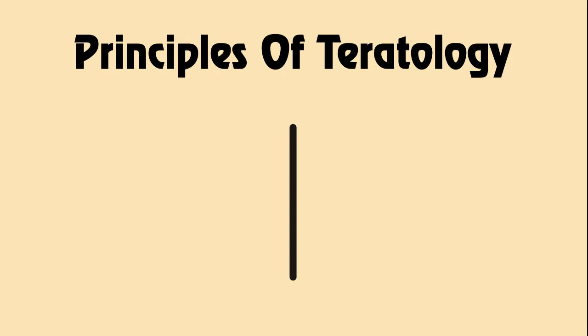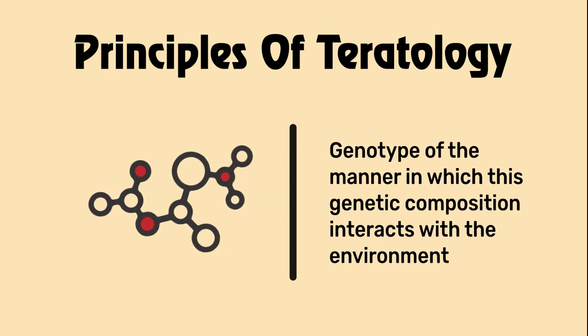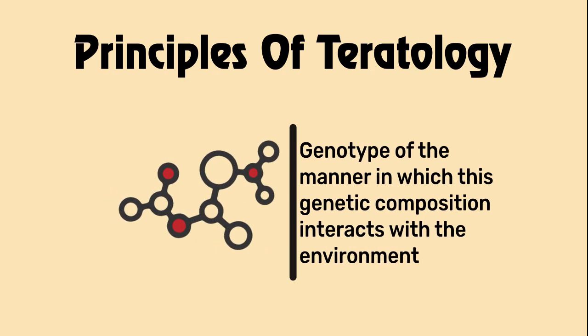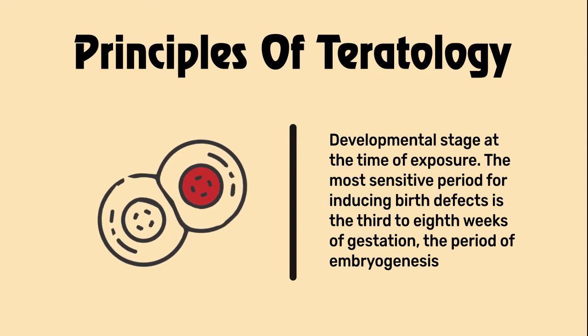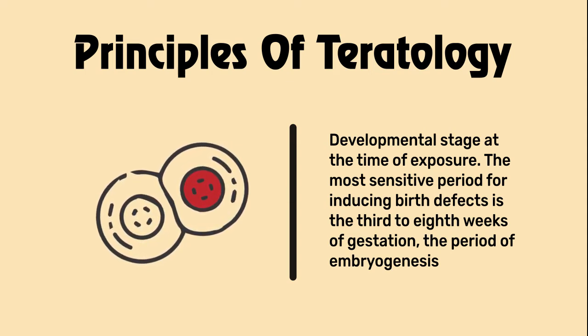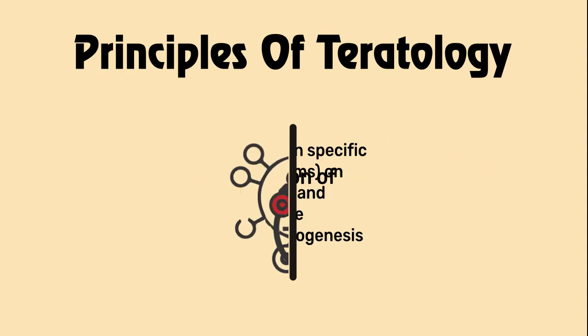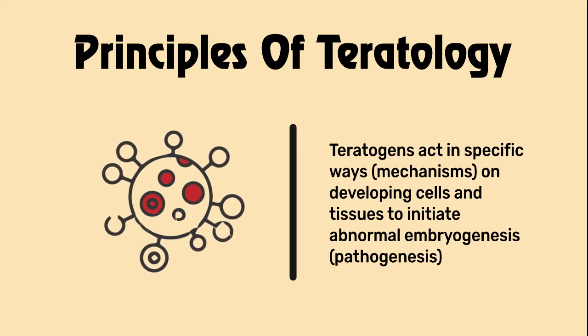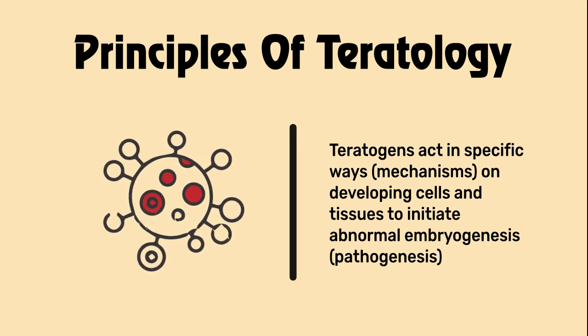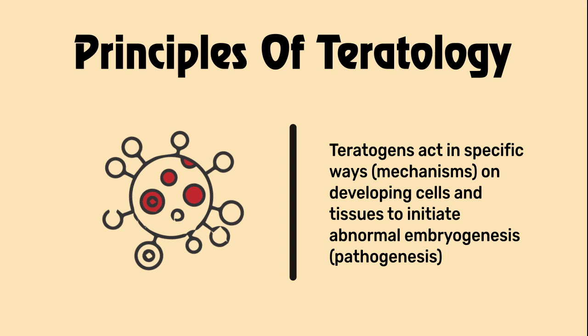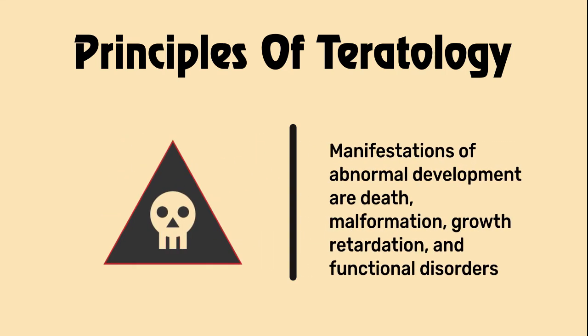Principles of teratology. Genotype of the conceptus and the manner in which this genetic composition interacts with the environment. Developmental stage at the time of exposure: the most sensitive period for inducing birth defects is the 3rd to 8th weeks of gestation, the period of embryogenesis. Dose and duration of exposure to a teratogen. Teratogens act in specific ways, mechanisms, on developing cells and tissues to initiate abnormal embryogenesis, pathogenesis. Manifestations of abnormal development are death, malformation, growth retardation, and functional disorders.